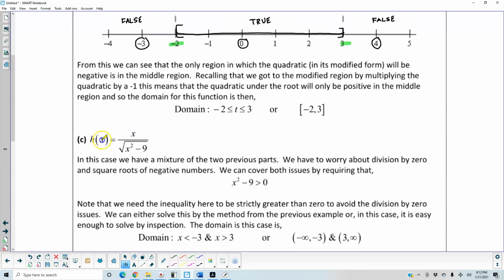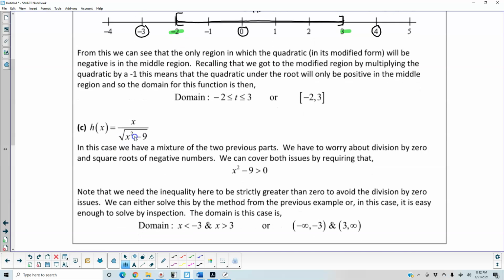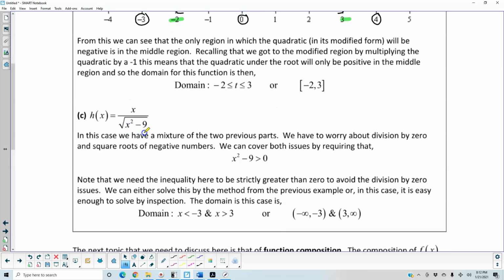Part C, we have h of x, which is equal to x over the square root of x squared minus 9. In this case, we have a mixture of the 2 previous parts. We have to worry about division by 0 and square roots of negative numbers. We can cover both issues by requiring that x squared minus 9 must be greater than 0. Note that we need the inequality here to be strictly greater than 0 to avoid the division by 0 issues.